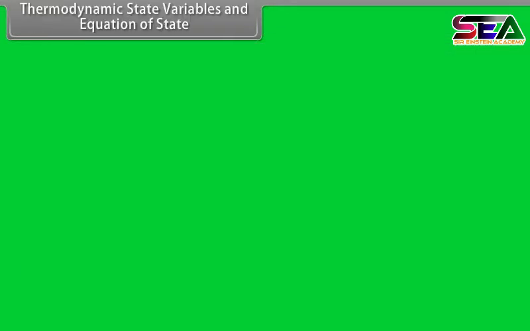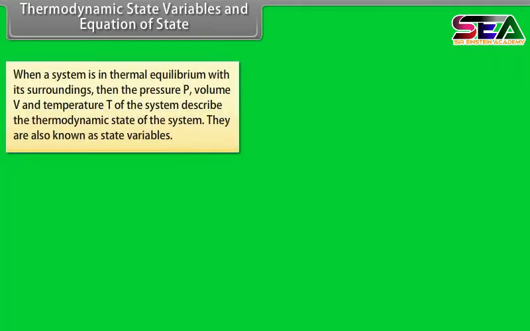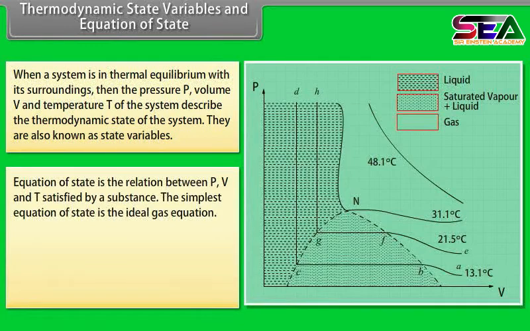Thermodynamic state variable and equation of state. When a system is in thermal equilibrium with its surroundings, then the pressure P, volume V, and temperature T of the system describe the thermodynamic state of the system. They are also known as state variables. Equation of state is the relation between P, V, and T satisfied by a substance.